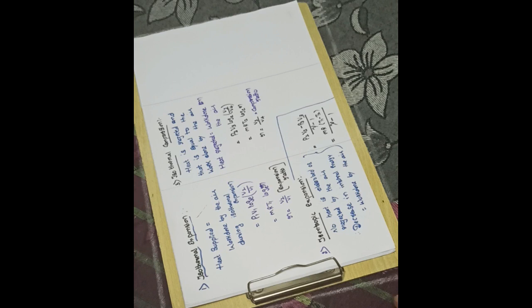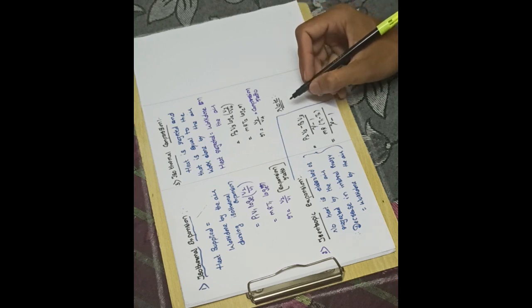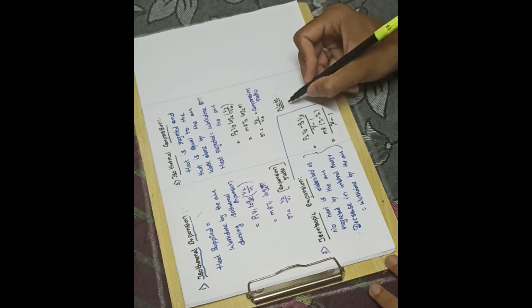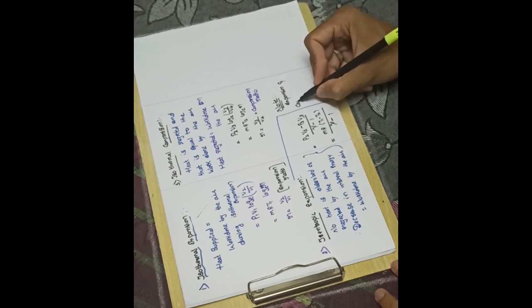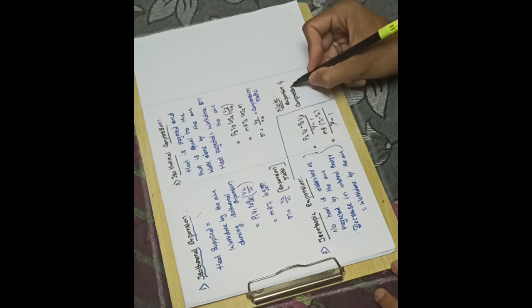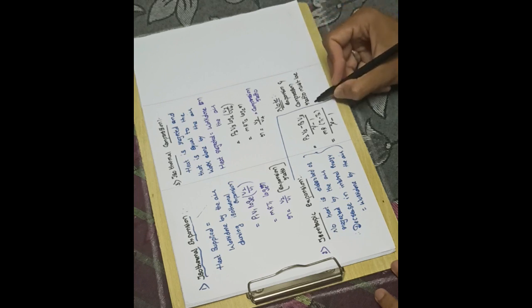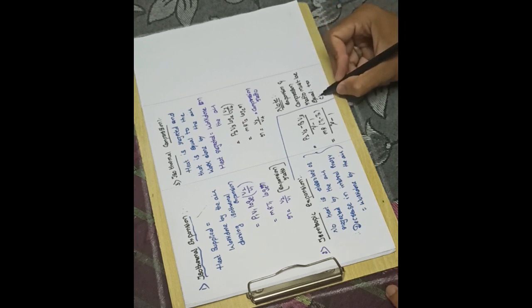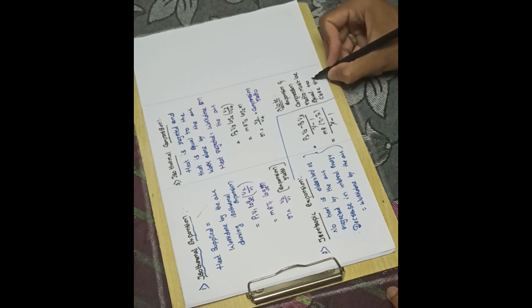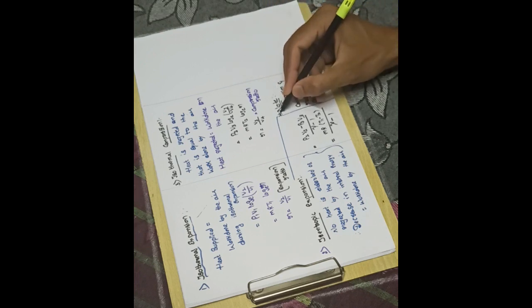Now here we need to have a note. What is that note? Here the expansion and compression ratio must be equal. Why? To close the cycle, this is a must, and this is important.